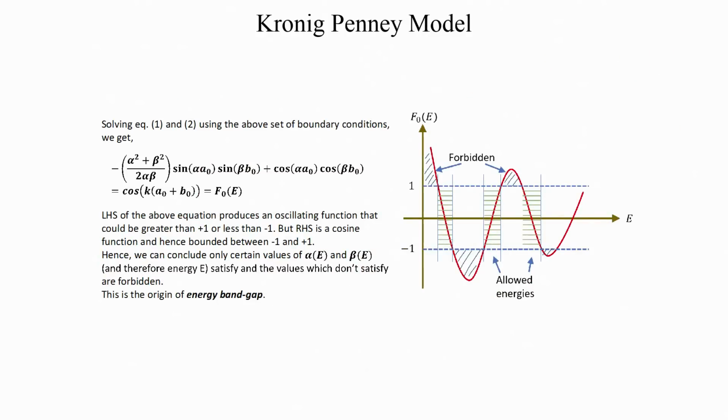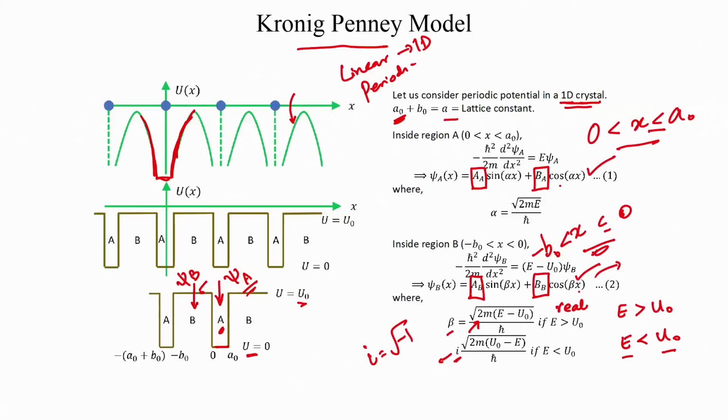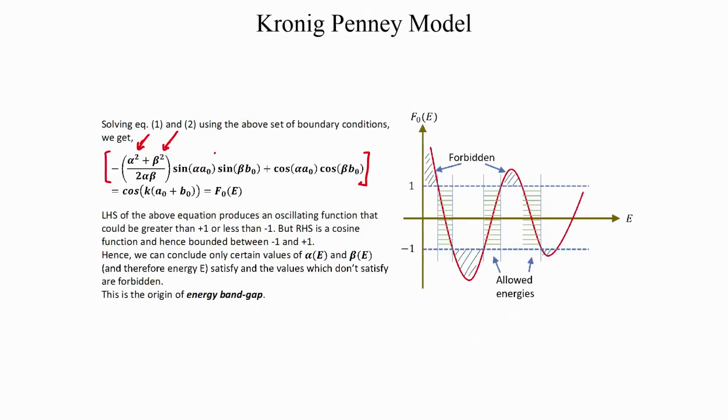I have not shown you the details here, but we will end up with a relation of this particular form. So, you have a large term here, and this term comprises terms like alpha, beta, a naught and b naught. Now, alpha and beta are both functions of energy. So, if you go back here, we see that alpha is a function of energy and beta is a function of energy.